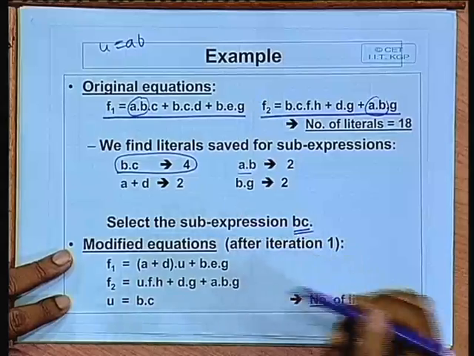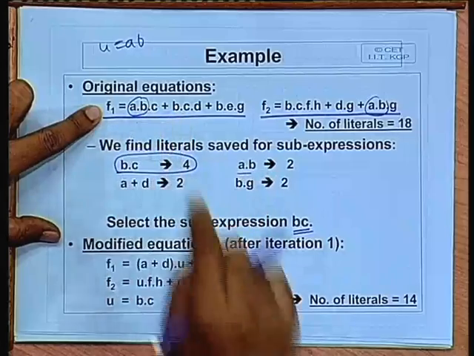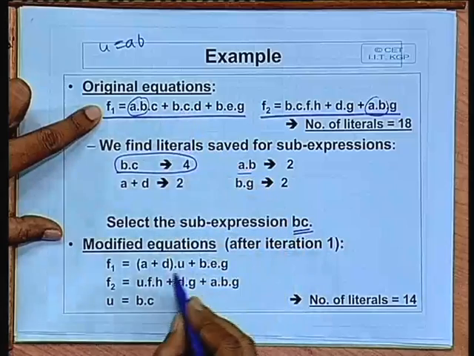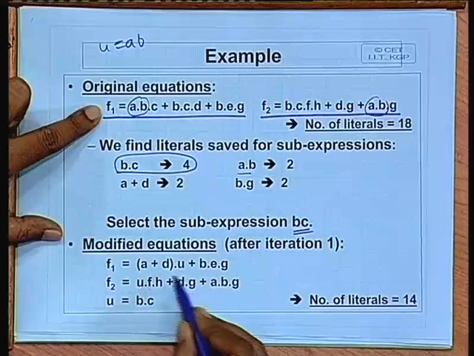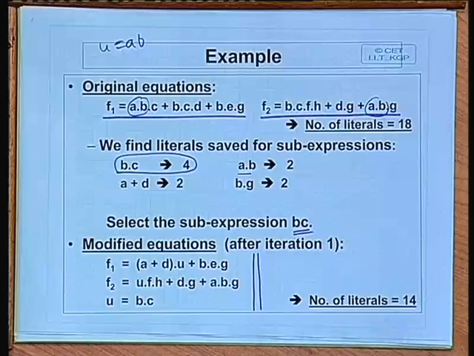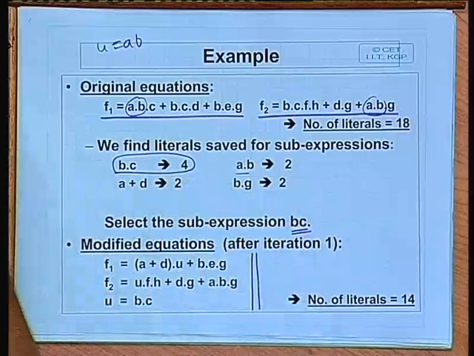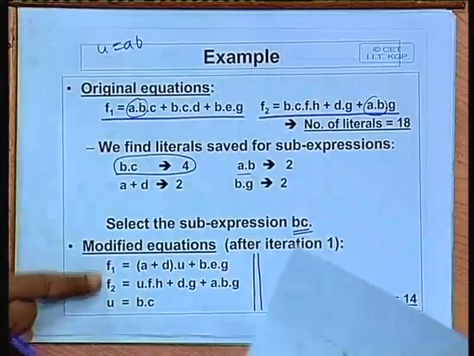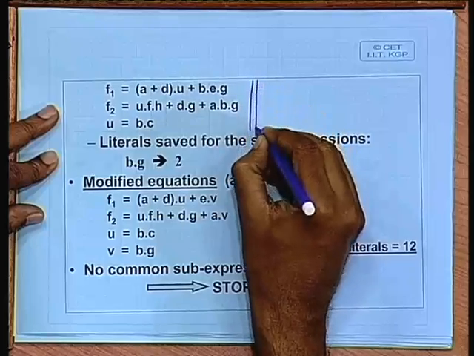So, after the first iteration you modify the equations by replacing BC with some variable U, and wherever BC is there you replace it by U, and here also I am factoring it at the same time for the next step. So, this is the new equation. Now, here you find that the number of literals is 14. So, we get a saving of 4. So, you go on repeating this. This is now the result at the end of iteration 1.